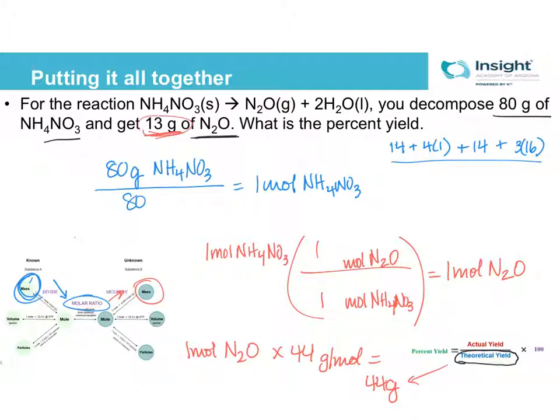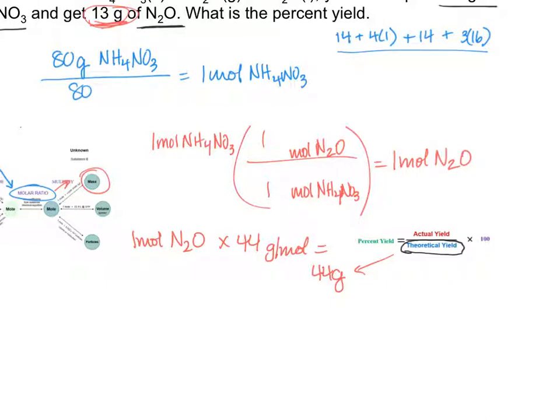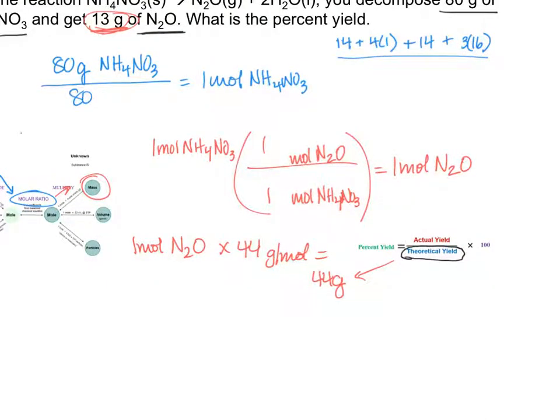My actual yield was 13. So putting it all together, I'm going to plug in 13 over 44, multiply that by 100. 13 divided by 44. I get 29.55%.